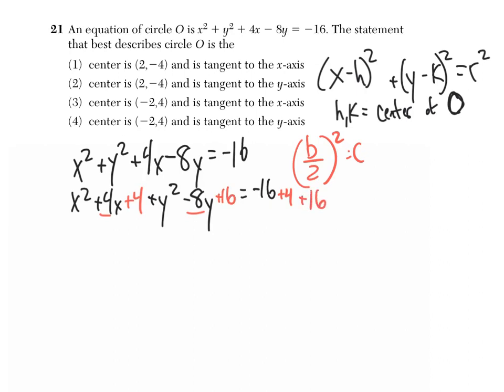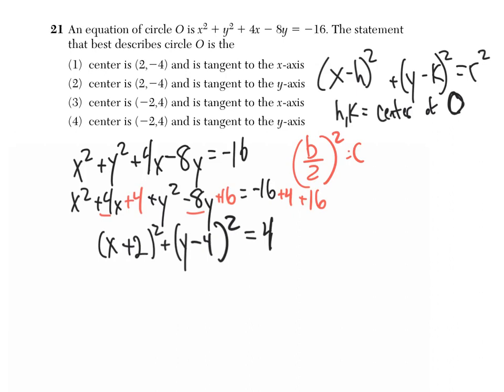And so now what we need to do is simplify. On the right side, negative 16 plus 4 plus 16 leaves us with 4. Great. On the left side, we're going to have to factor these trinomials, and I know that it's going to be (x plus 2) squared, right? If we FOIL this, it would give us back this quadratic. Plus (y what)? What times what gives us positive 16, and added together gives us negative 8? It's going to be (y minus 4) squared.